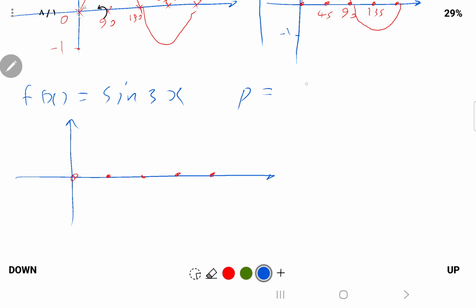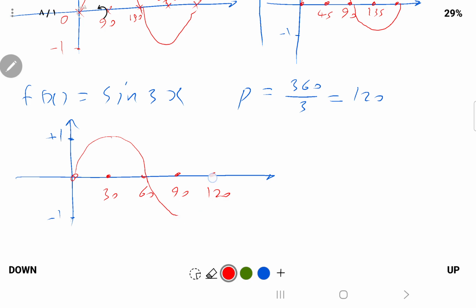The period has become 360 divided by 3, which is 120. Now, the amplitude did not change. Here you have plus 1, and here you have minus 1. And the graph would seem like this. Here you have 120. The middle is 60. The middle is 30. The middle here is 90. And the graph is like this.